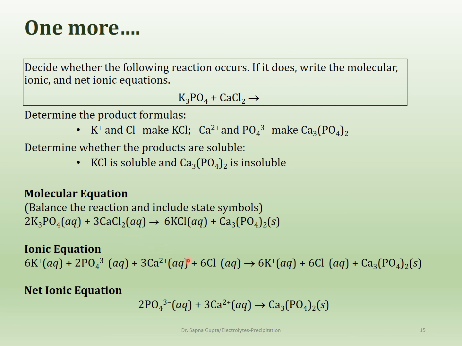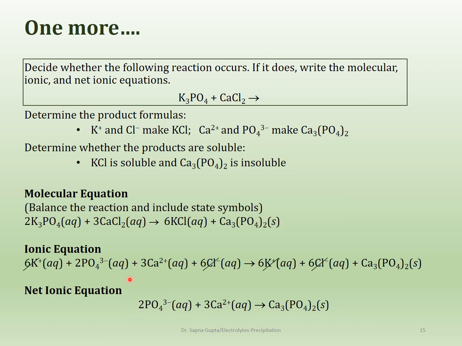So 3 times 2, 6 chloride ions, and on the product side, 6 potassium ions, 6 chloride ions, 3 calcium, but this is our solid. So oopsie, that is the solid, no ionization over here. Then you go ahead and cross out your spectator ions, which are potassium and chloride, all crossed out. Your net ionic equation is 2 phosphate ions plus 3 calcium ions to give calcium phosphate, all nice and beautifully balanced out.